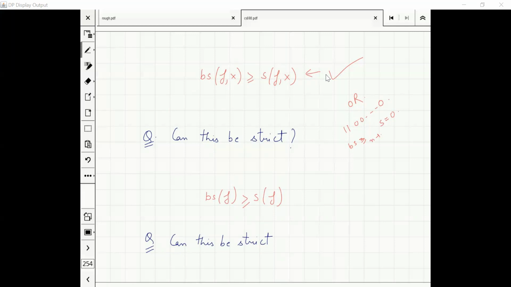Now, let me put it this way. I want sensitivity to be non-zero. Can you still create a function such that this happens? So I want a function and an x such that S of f comma x is greater than 0, but still this inequality is strict. Any ideas?